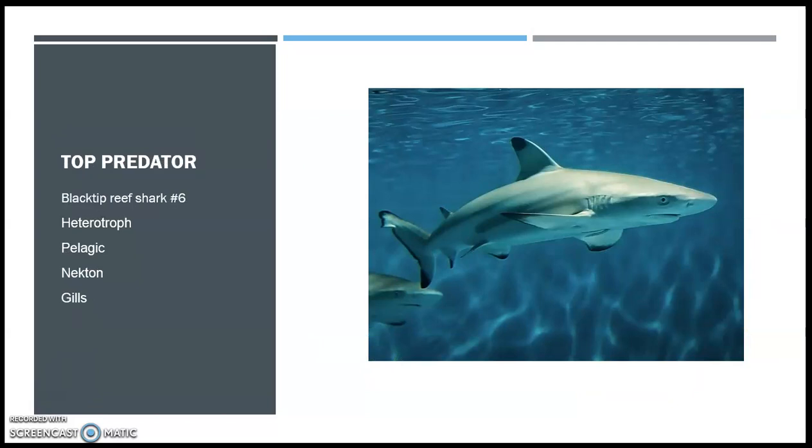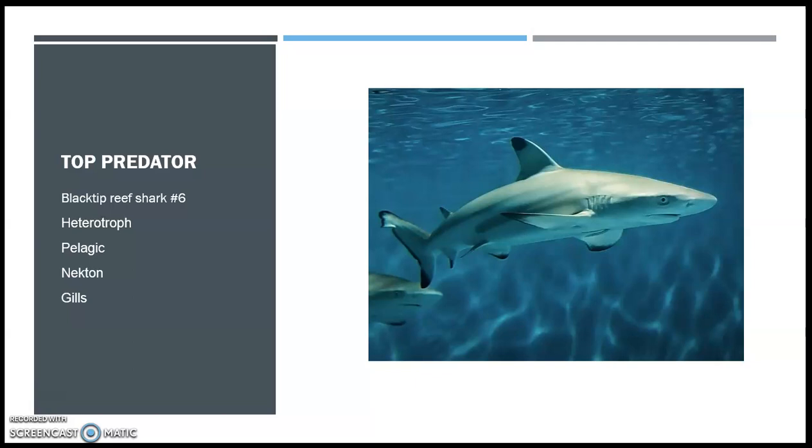Alrighty, so for the top predator, let me just find it here. They don't have any real predators of their own. They kind of just grow up and die, and then the decomposers will then break them down, but nothing really kills them. So blacktip reef shark is also a heterotroph. It needs to eat other things to gain energy. It can't photosynthesize or chemosynthesize to get its food.